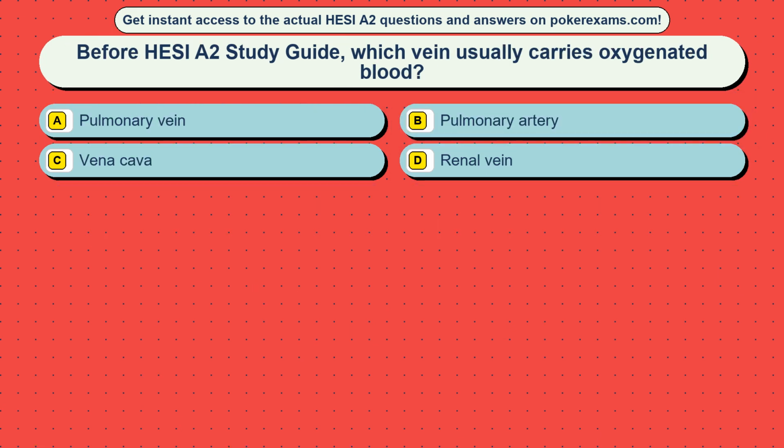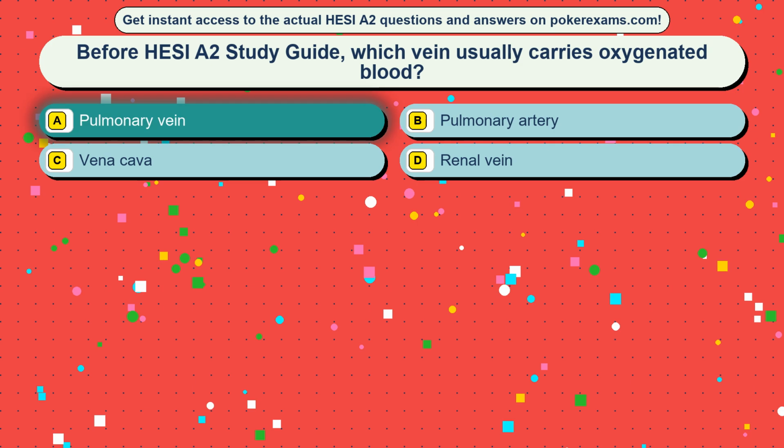Question 5. Before HESI A2 Study Guide, which vein usually carries oxygenated blood? Option A, pulmonary vein. Option B, pulmonary artery. Option C, vena cava. Option D, renal vein. The correct answer is option A, pulmonary vein.